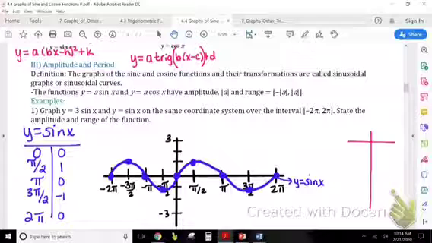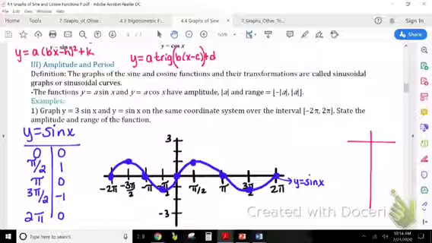What is the C? The C is like your H. It is your horizontal shift left or right. The D is like the K. It's the vertical shift up or down. B is just like B. It was our horizontal stretch or compression. And A is just like the A was. It's our vertical stretch or compression.